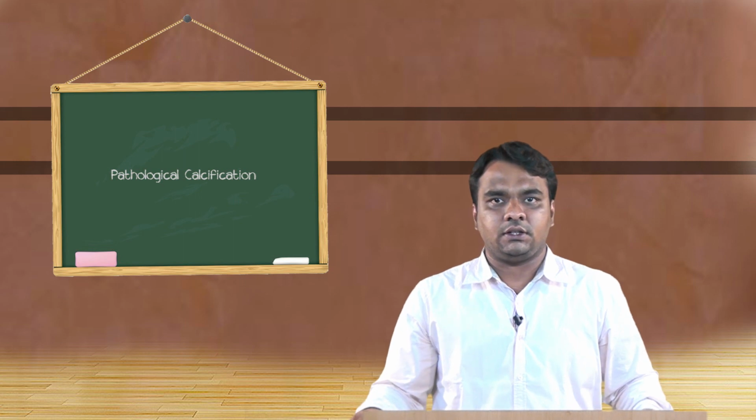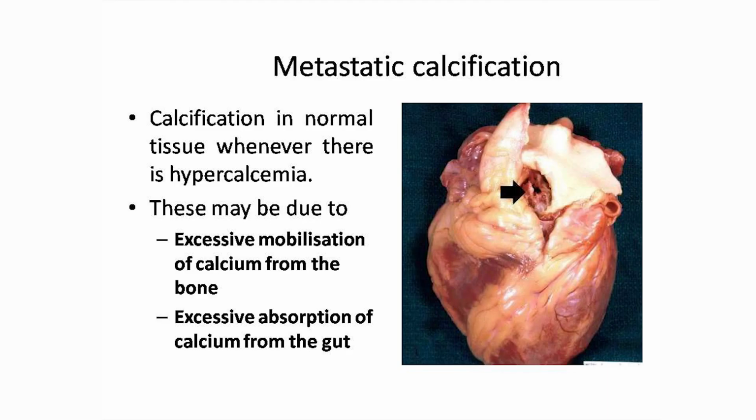Next we will see regarding the metastatic calcification. So metastatic calcification is where metabolic derangements lead to the deposition of pathological, in the sense excess of calcium in the body. So mainly excessive in the bone. You can see the picture where it has shown the deposition of metastatic calcification.